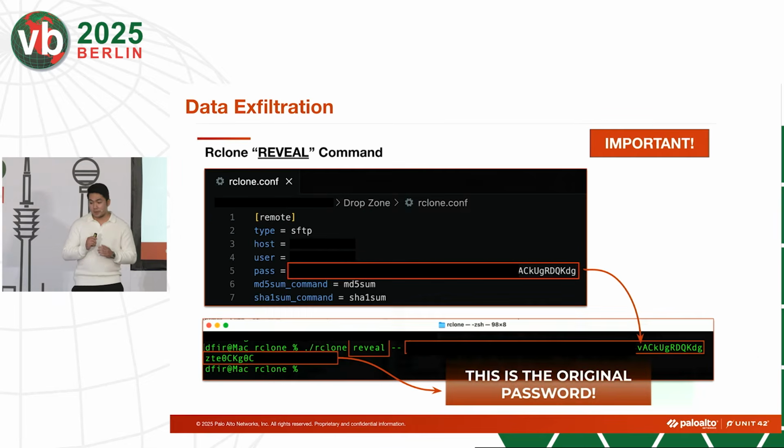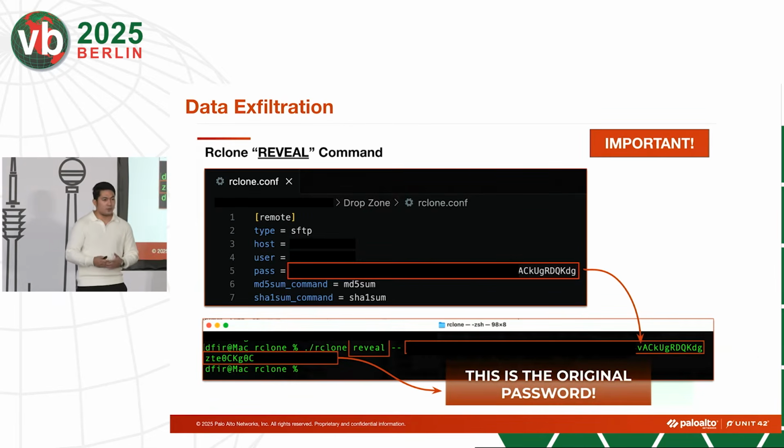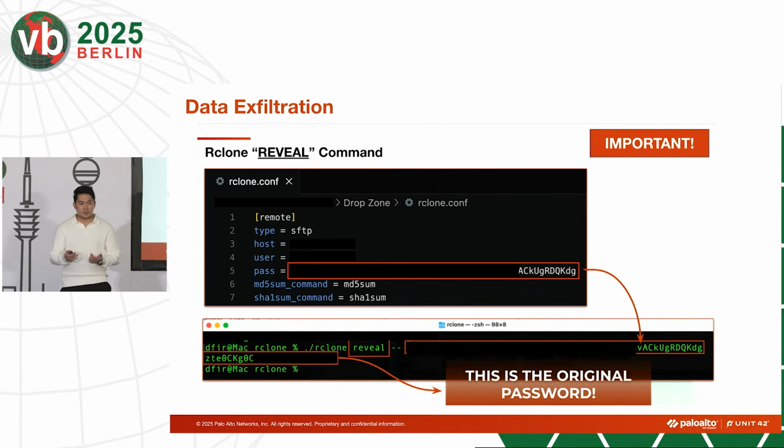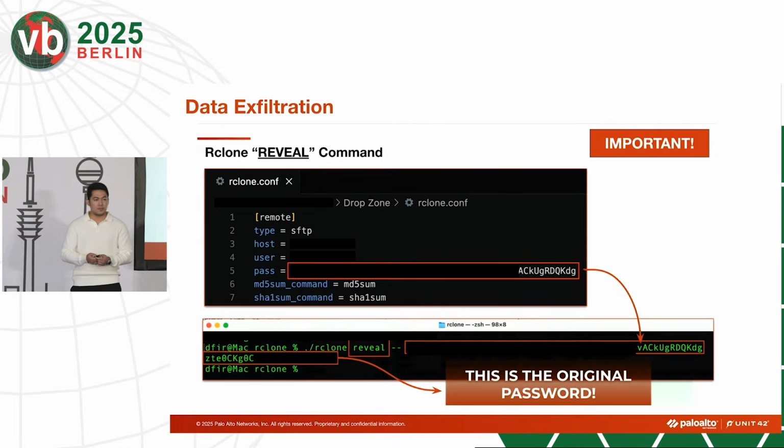But there's a catch there, because that particular password is encoded, and there are multiple ways for you to decode it. Whether you do it with a Perl script that is hosted online, there are also multiple Python scripts now available on GitHub for you to decode it, or you can actually use rclone itself, because there is a functionality called reveal that will decode the value of the encoded password that you can see on the rclone config file.